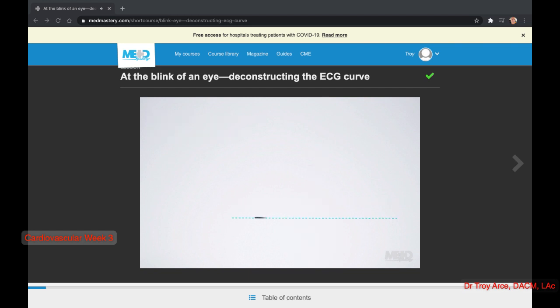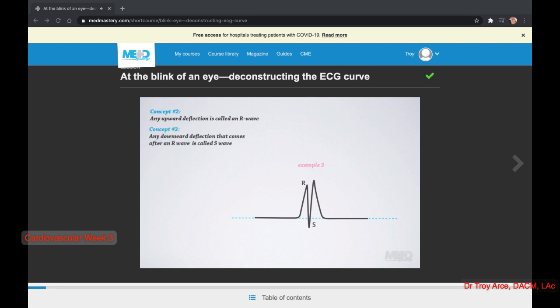Now let's turn to example number 3. What I'd like you to do here is pause the video and try it out for yourself. Then come back and see how you did. Okay, so now let's see how you did. According to concept number 2, any upward deflection is called an R wave. According to concept number 3, any downward deflection that comes after an R wave is called S wave. And according to concept number 4, a second upward deflection is called R prime. So we have an RSR prime pattern here. Did you get it right?